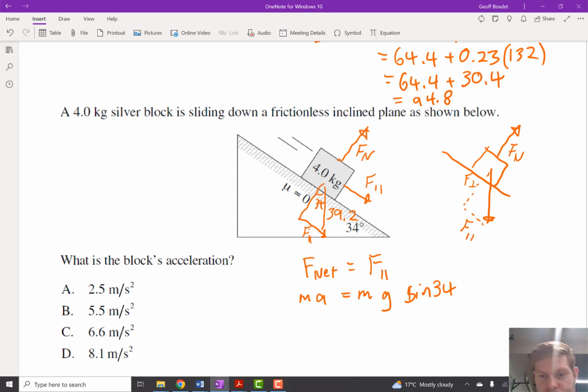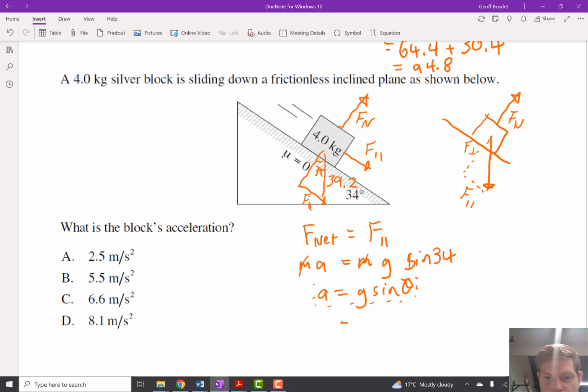Notice my masses cancel. And I've got my acceleration is just going to be equal to g sine theta, which is what you get if F parallel is your net force. If your component diagram just has normal canceling with F perpendicular and F parallel unopposed, this is your if and only if formula. If this is true and your diagram looks like this, then you can use this formula, at no other time.